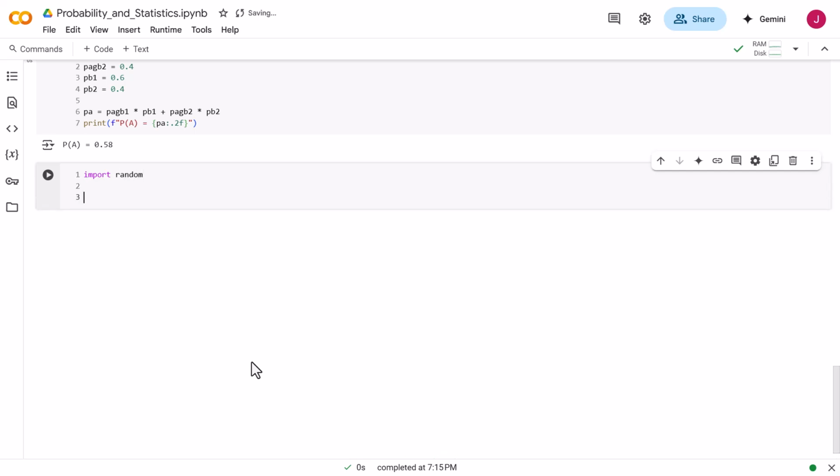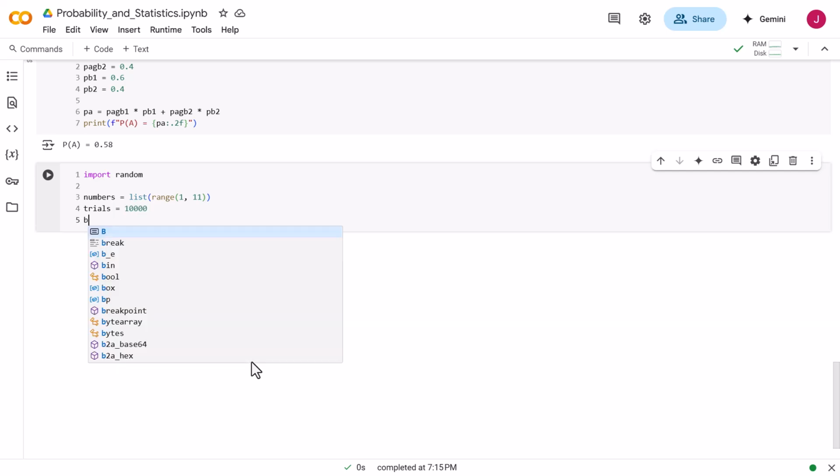Then I can say numbers equal to list of range 1 to 11, because I want to go for a list of numbers from 1 to 10. Then I can say trials equals 10,000, because I want to simulate 10,000 times. Then B count is equal to 0. We want to count the items where B occurs.